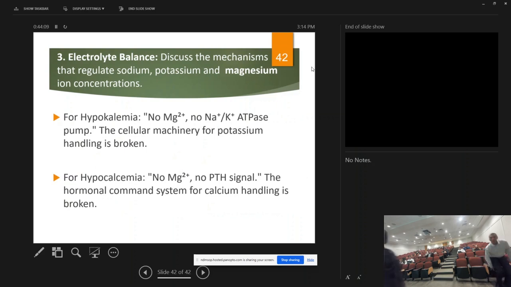So also it's involved in hypocalcemia. You will learn that later. If there's no magnesium, that will impact that. Okay, thank you. Any questions?